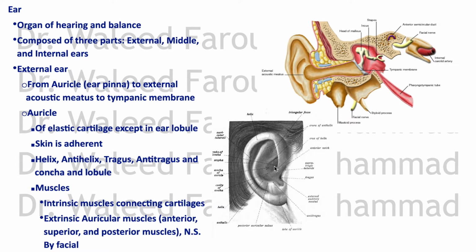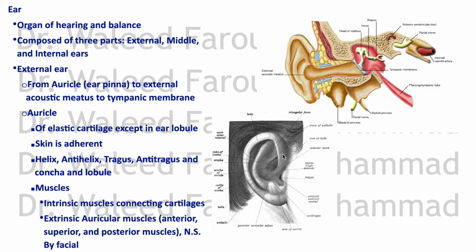Now you see this depression inside the ear pinna. This is the concha, and the floor of the concha is the beginning of the external acoustic meatus, which you can see here. The external acoustic meatus, we will talk about it soon.